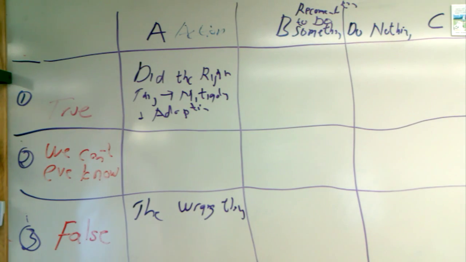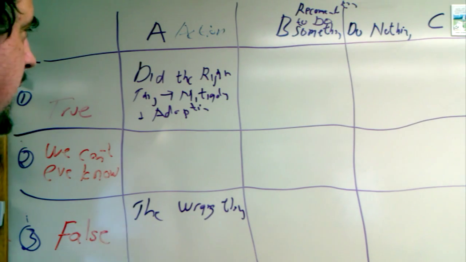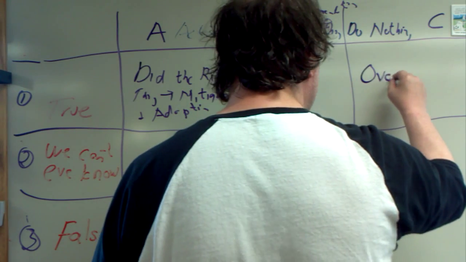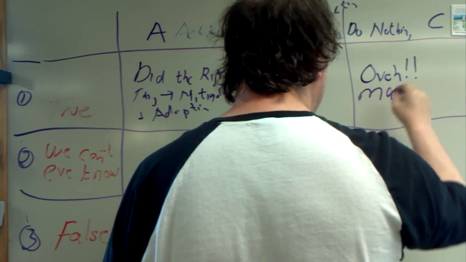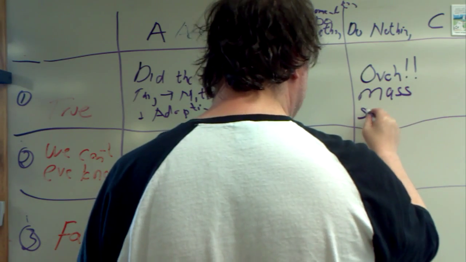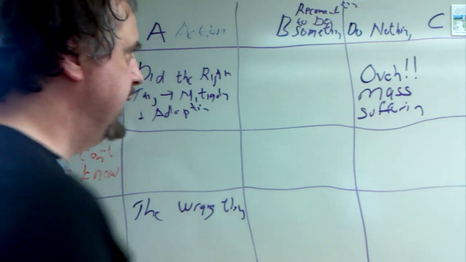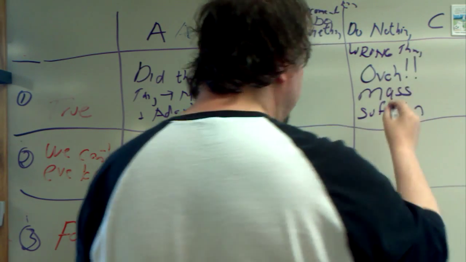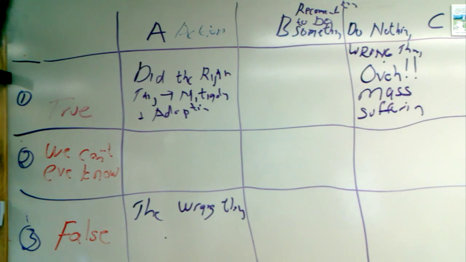So in the middle column, if it turns out to be true, and we did nothing, that's the big ouch. Mass suffering, for lack of a better word. We did absolutely the wrong thing here, so this is the wrong thing. So we can do the wrong thing here, or we can do the wrong thing here. So, since this is a human choice, it's always possible for humans to do the wrong thing.